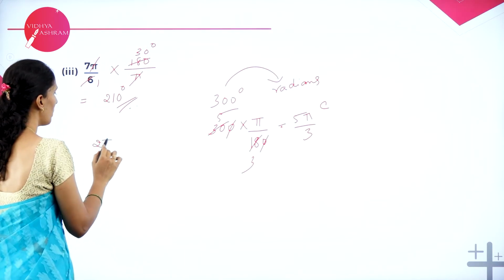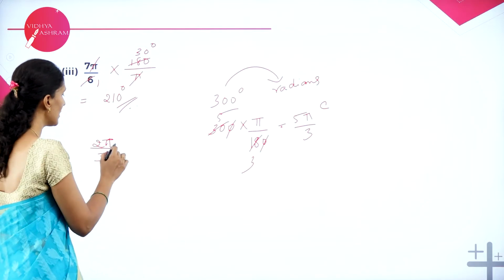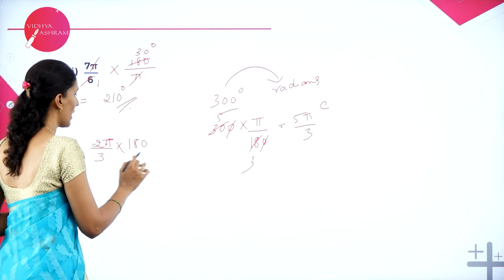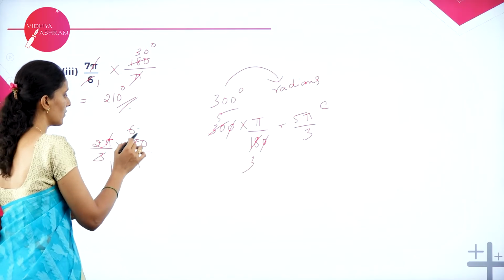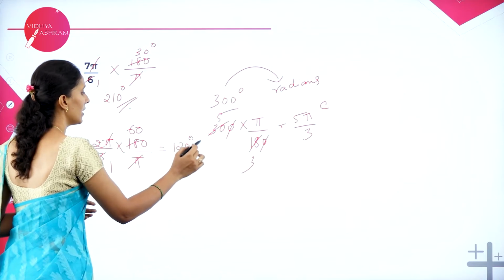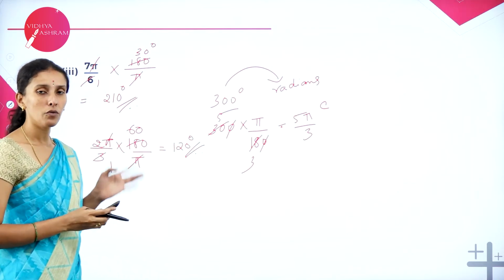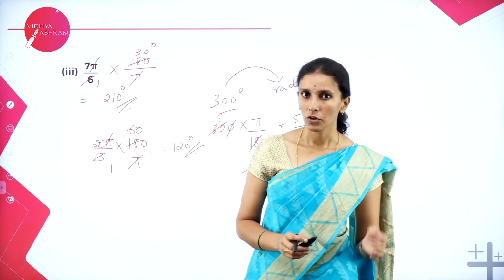You can take one more example. Let me take 2 pi by 3. I don't know the value of 2 pi by 3 in terms of degrees. So to find this, multiply by 180 by pi. Pi and pi get cancelled. 3 ones are 3, 3 sixes are 18, 3 zeros are zero. So 6 twos are 12. That is 120 degrees. So this is how we calculate radians in terms of degrees, and degrees in terms of radians.